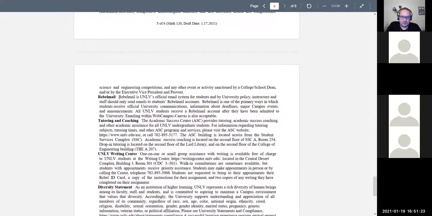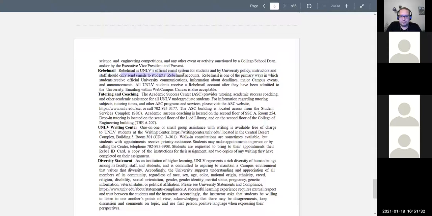Next is Rebel Mail. Rebel Mail is UNLV's official email system, and all of the instructors, staff, and students have Rebel Mail accounts. That's at unlv.nevada.edu, or I think some of them are just at unlv.edu. But any official correspondence has to go through that. If you send me an email through any other email account, unless it's a question like, are we meeting for class today, generally the response you're going to get is, I'm sorry, I can't answer that question. Please send the question again through Rebel Mail.